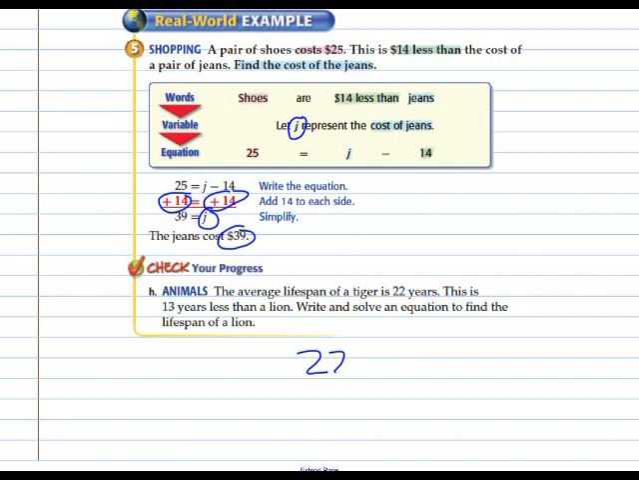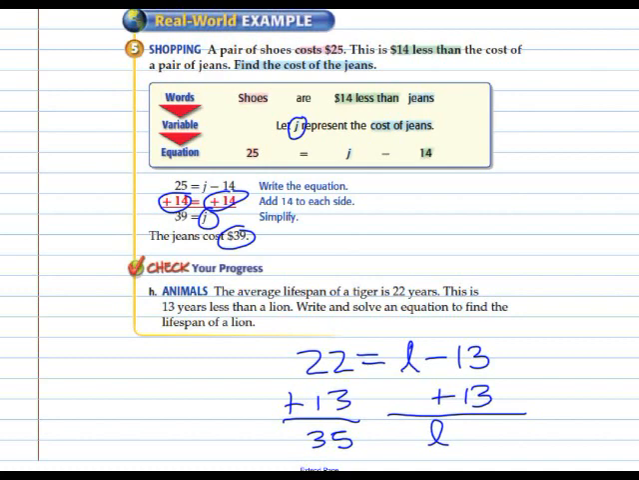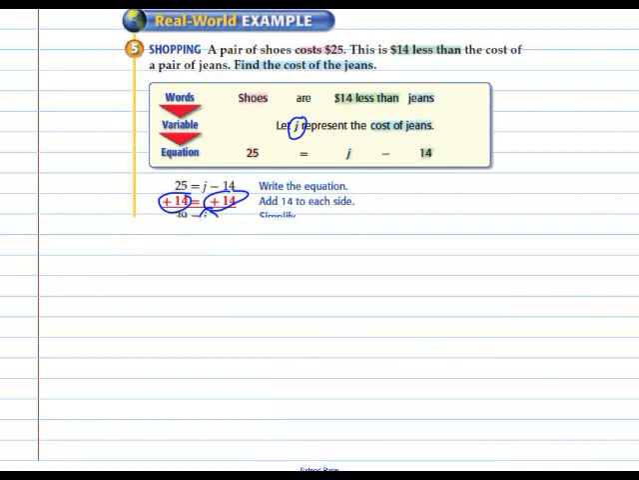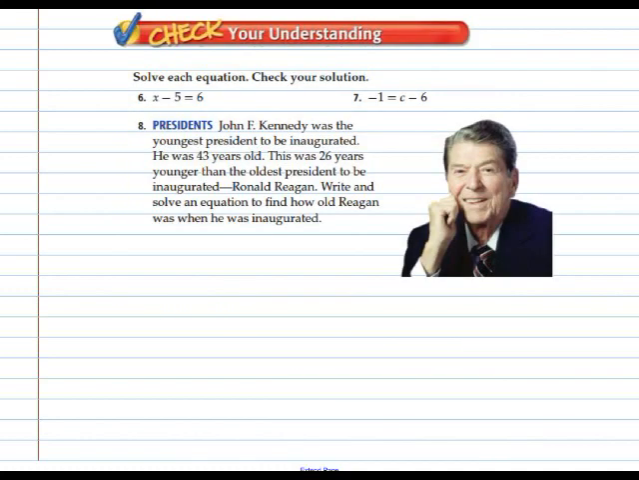The average lifespan of a tiger is 22 years. This is 13 years less than a lion. So I'm going to do the life of a lion, L, minus 13. I would add 13 to both sides of my equation. Gives me L all by itself on this side. Tells me that the lion lives to be 35 years old.